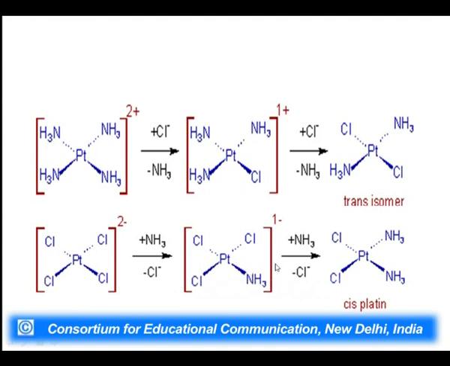So, when we add the second ammonia group, it will take the place of either this chloride or this chloride, because the chloride has more trans effect than this ammonia. That means the second ammonia will take the position of one of these chlorides, not the one that is trans to the first ammonia. As a result, we will obtain cisplatin. The cis isomer is obtained in this case, instead of the trans isomer.